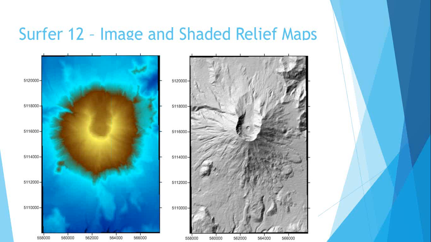Similarly, the shaded relief map will use color to indicate the orientation of the surface relative to a user-defined light source direction. This is useful when wanting to create a map that has the effect of a sun shining on the surface. The portions that face the sun will appear lighter while the others appear darker.